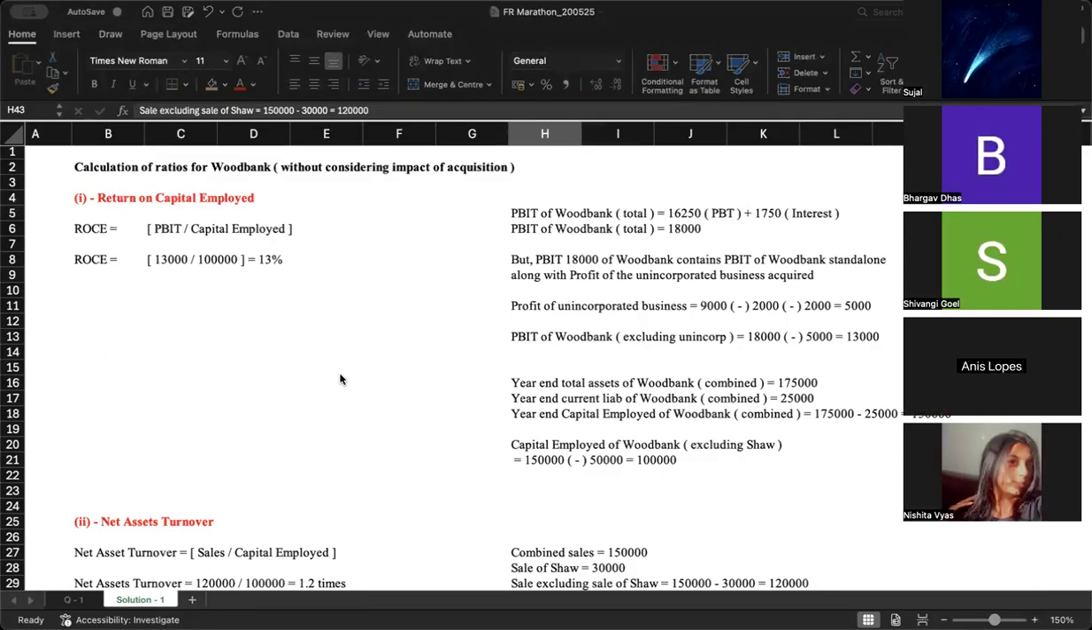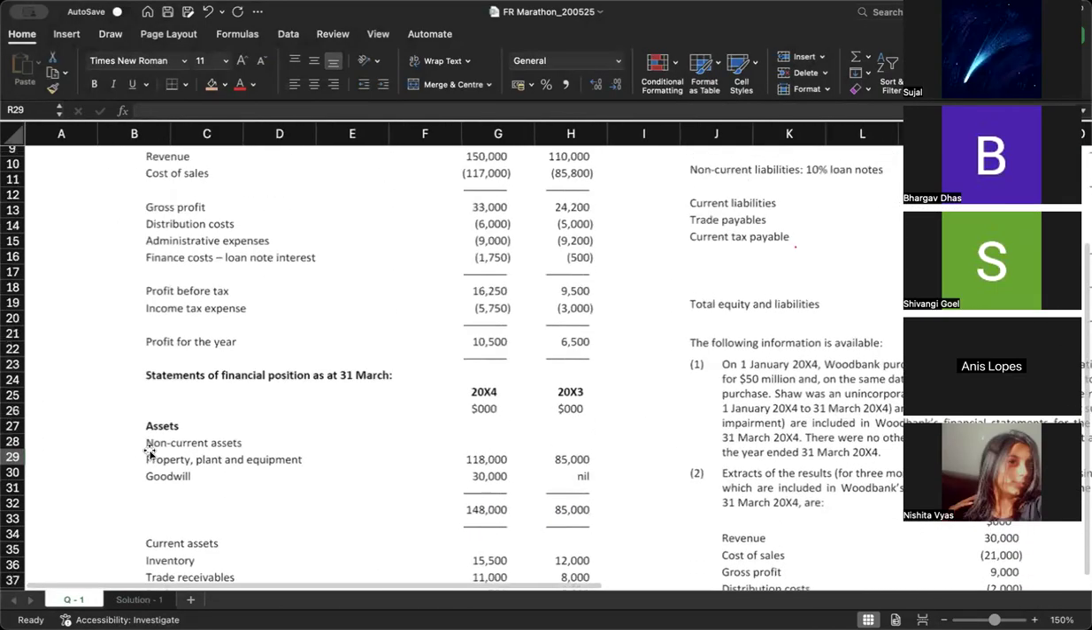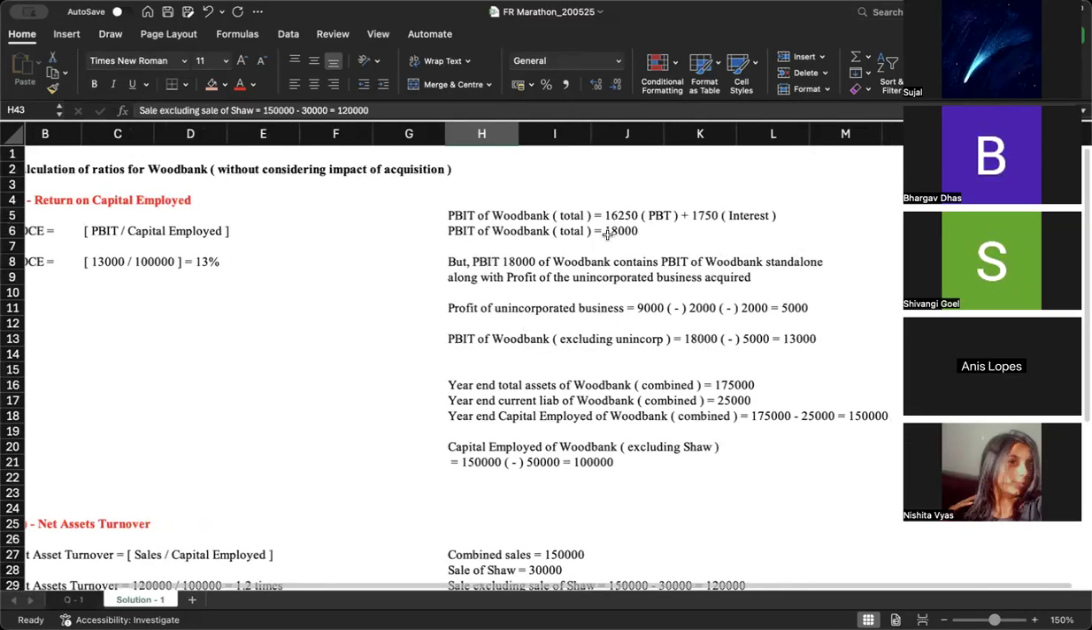So can you please explain the first one once again? Okay. Which part? This ROCE, sir? Yes. Okay. So ROCE is profit before interest and tax upon capital employed. Now, this figure 16,250 is profit before tax, right? And we want profit before interest and tax. 16,250 is the profit after subtracting interest. We need it before subtracting the interest. So we have to add 1,750 to 16,250, right? Yes, sir. Or if you start from the top, 30,000, 33,000 minus 6 minus 9, 33 minus 15, you will get 18,000. The answer will still be the same.